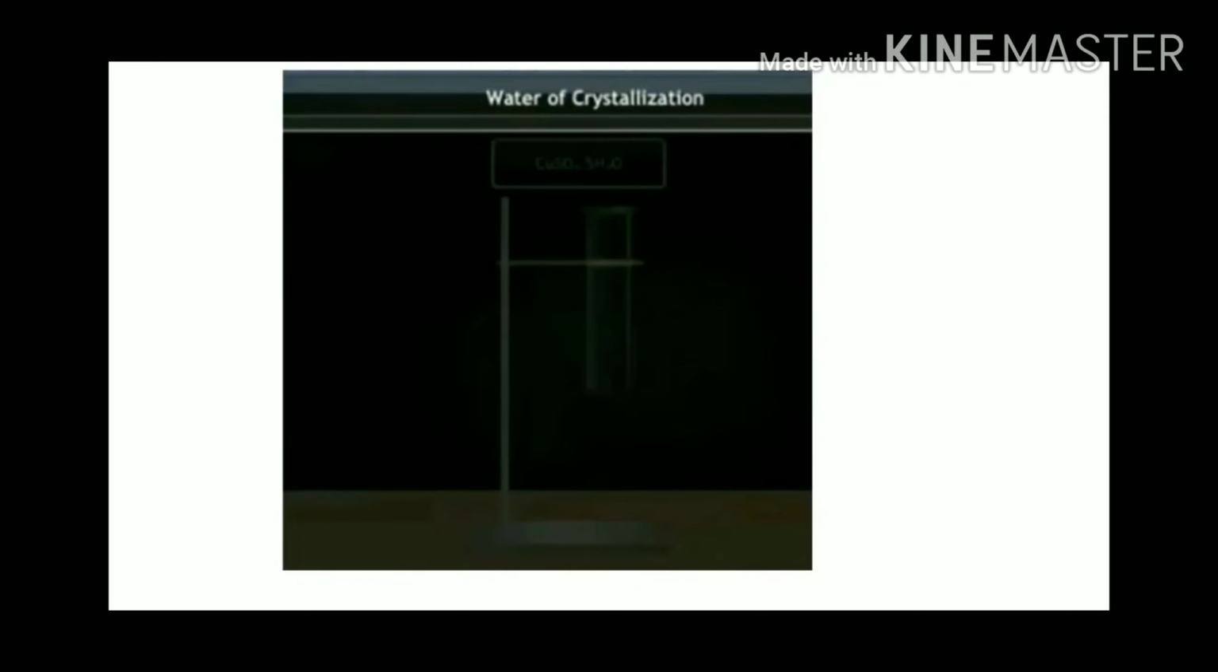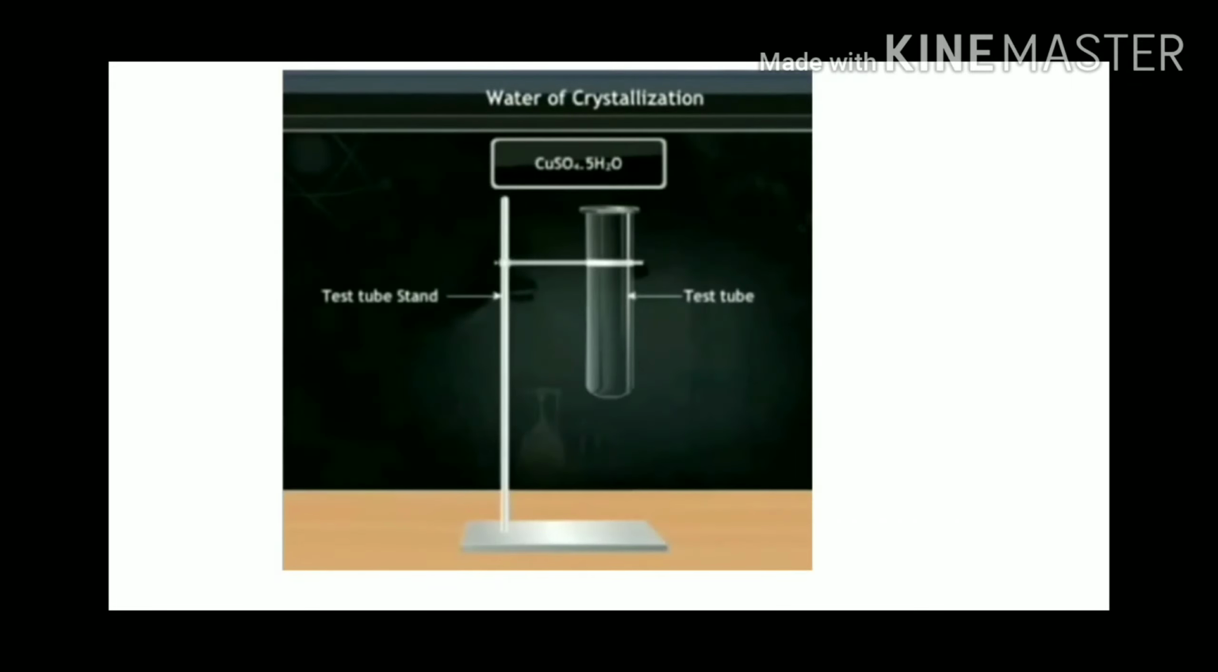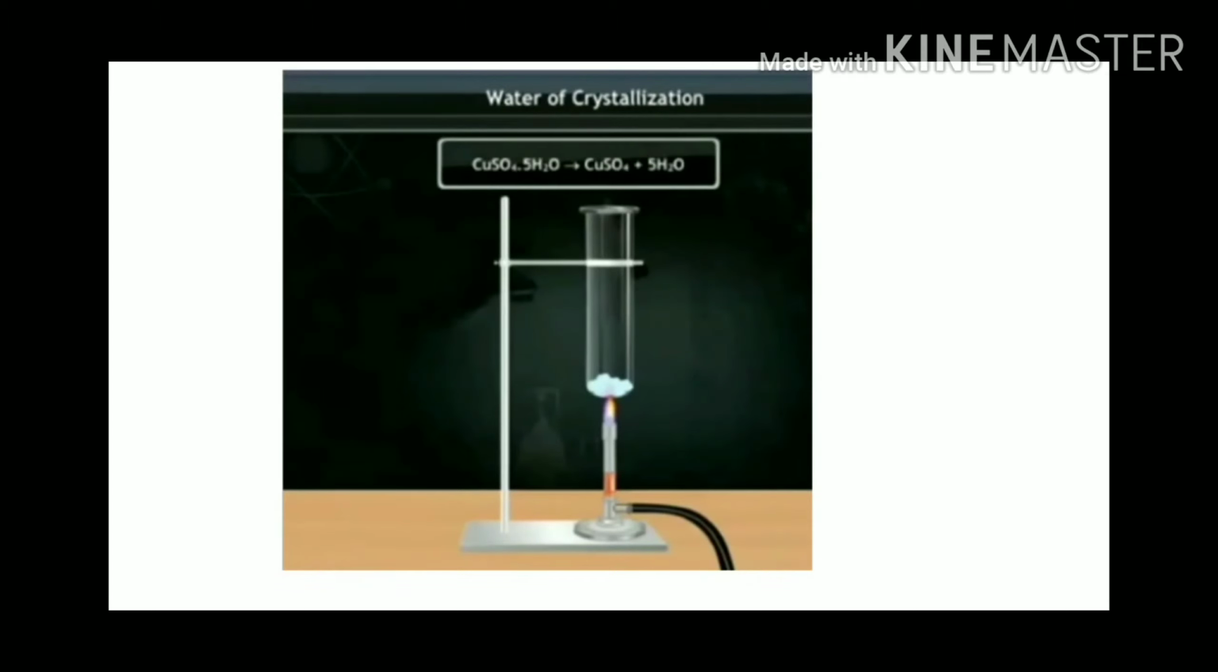Let us do an activity. Heat a few crystals of copper sulfate in a dry boiling tube. What is the color of copper sulfate after heating? We observe that color of copper sulfate changes from blue to white on strong heating and also form water droplets on the sides of the test tube.